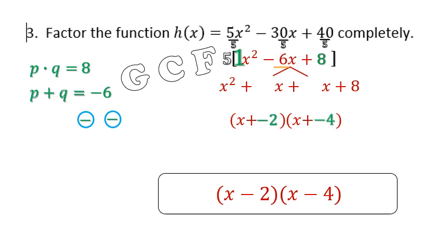Except there is one thing missing from this answer, and that's that greatest common factor. Don't forget about the 5 we pulled out in the beginning. Make sure it finds its way into the answer.